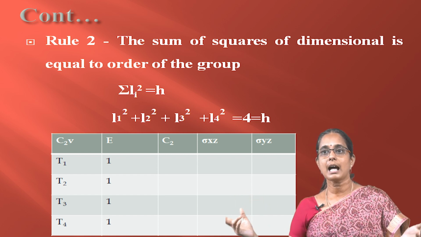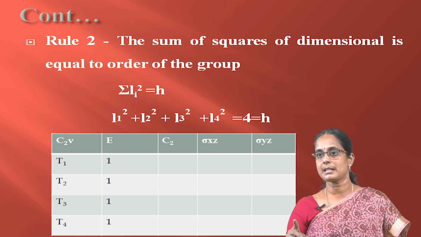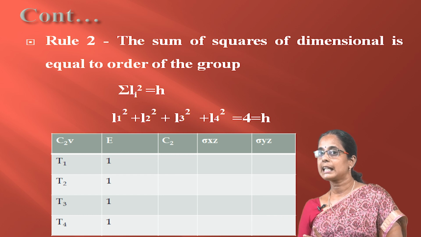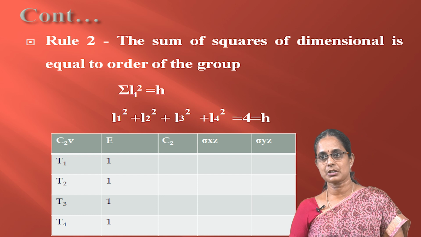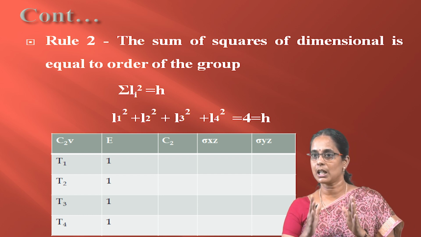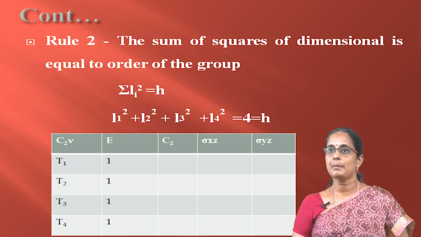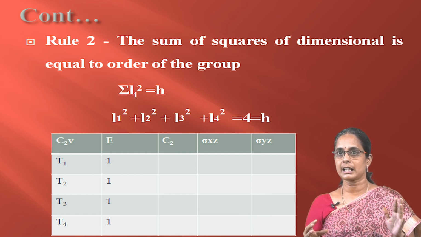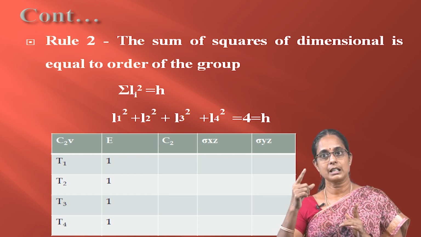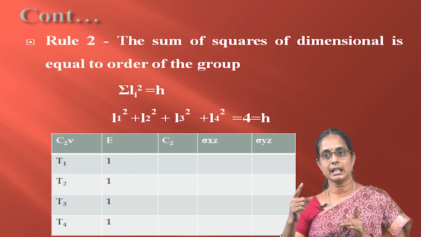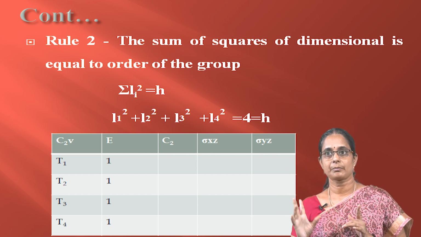So all are one-dimensional representations, since the dimension of the representation is equal to the character of the identity operation. In the irreducible representation, E must be equal to 1 in all of them. That is, in C2v, for T1, T2, T3, T4, the identity operation is 1.